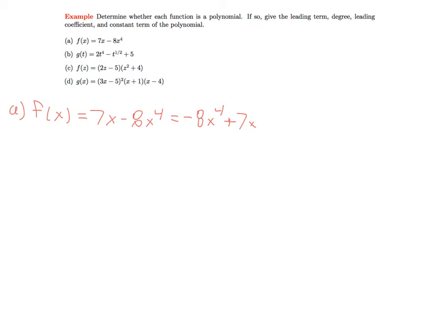And first of all, this is a polynomial. All of these terms with x have non-negative integer power. So the leading term here is the minus 8x to the fourth. And the degree is the largest power of x that we see. In other words, we have x to the fourth in the leading term, so the degree here is 4.